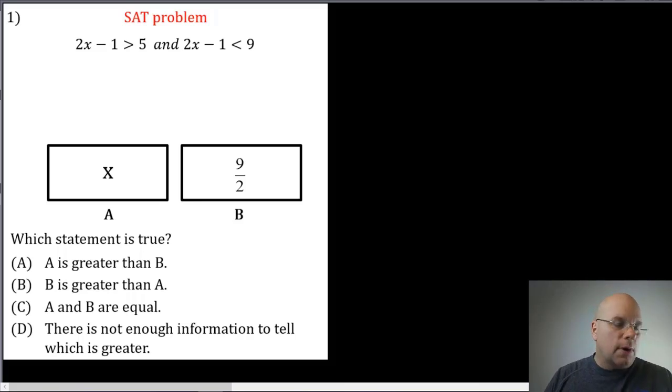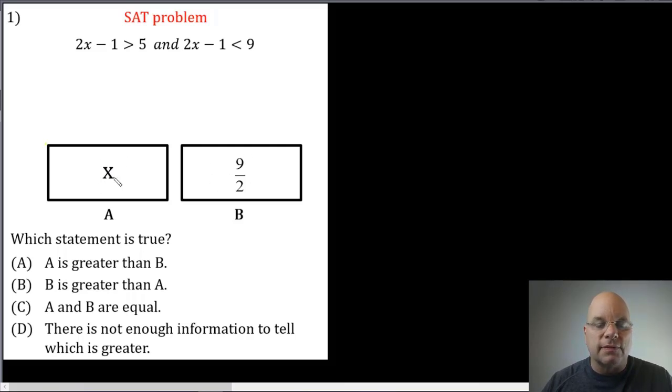This is the review for our test on inequalities and linear equations, starting with page 1. Problem 1 is an SAT test prep question. It's one of these quantitative reasoning or quantitative comparison questions. We're comparing the value of x, the quantity x, to 9/2.